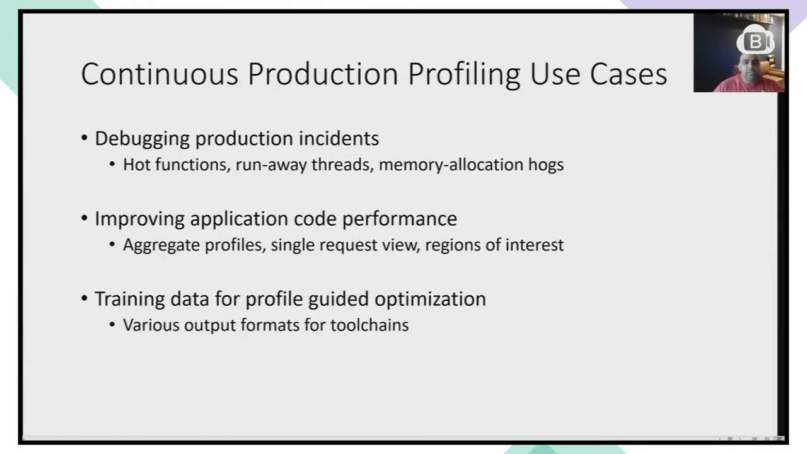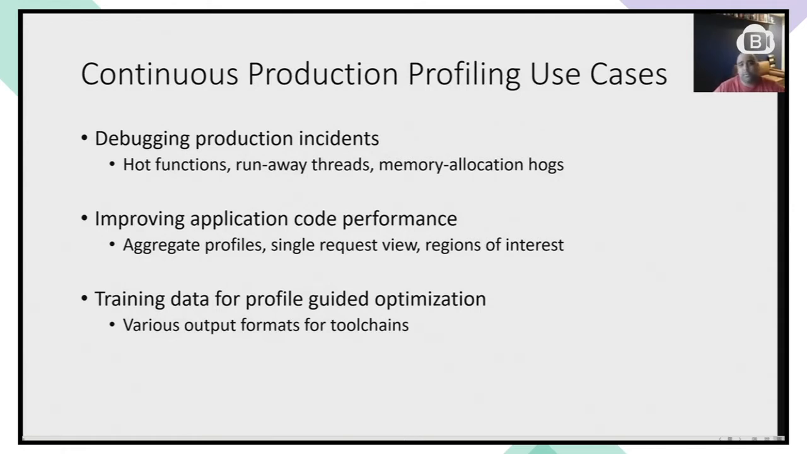So the main use cases for production profiling for us are debugging production incidents. So if there's a runaway thread, there's some particular piece of code that's allocating a lot of memory, or there are hot functions that need to be looked at because they're consuming too much of the CPU. These are all cases where an incident debugging system is useful, and therefore this is our top use case for BPerf.